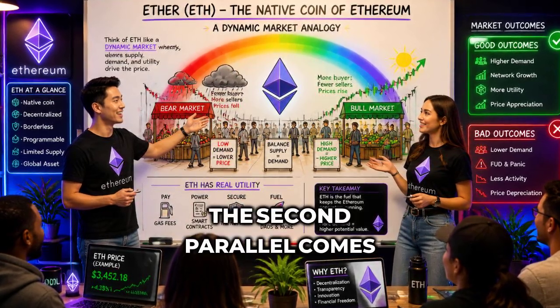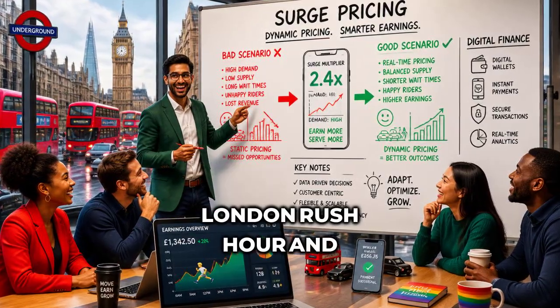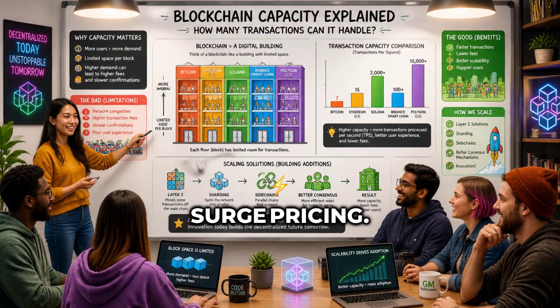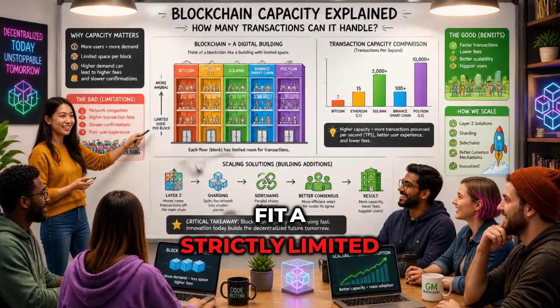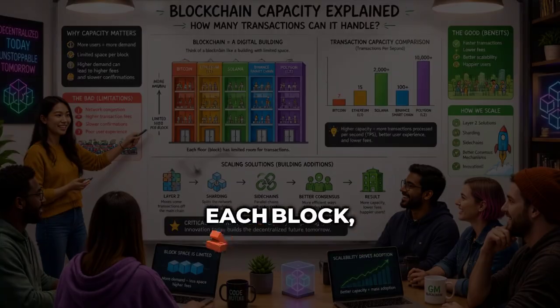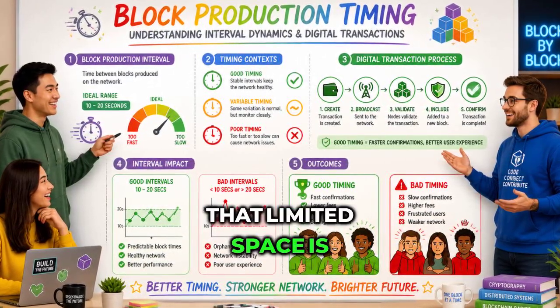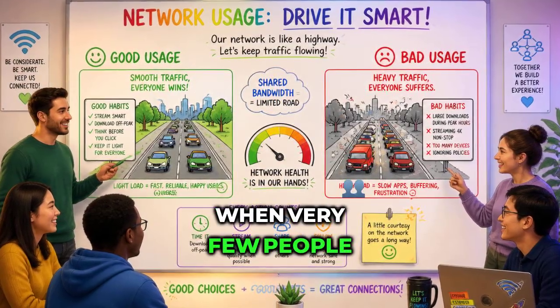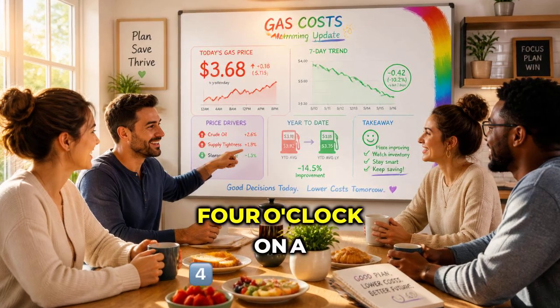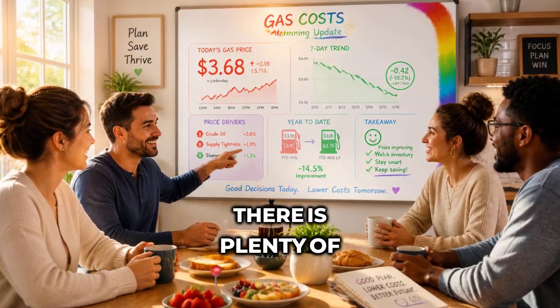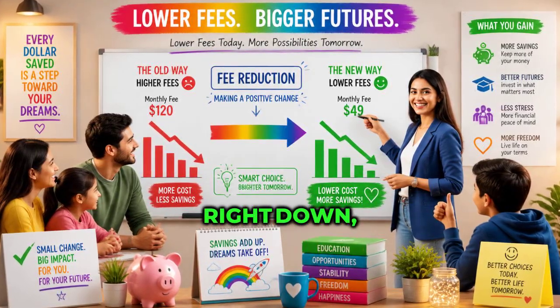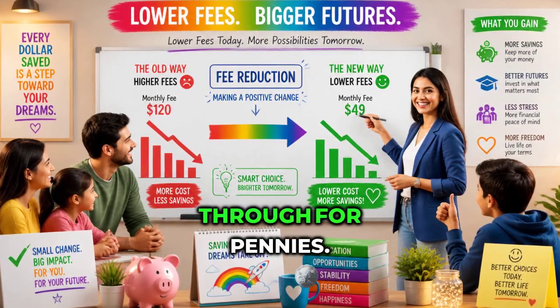And this is where the second parallel comes in: London rush hour and surge pricing. A blockchain can only fit a strictly limited number of transactions into each block, which is produced roughly every few seconds. That limited space is your road. When very few people are using the network, say 4 o'clock on a Sunday morning, there is plenty of room. The base fee drops right down and your transaction slides through for pennies.